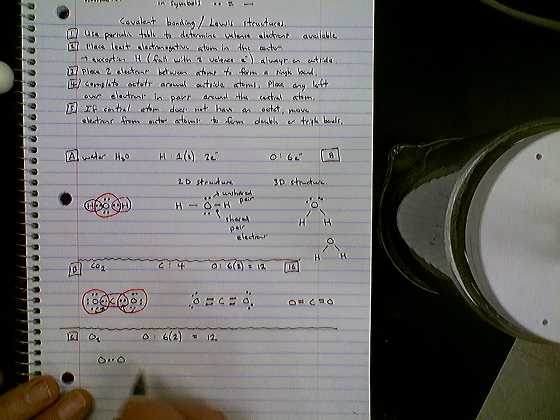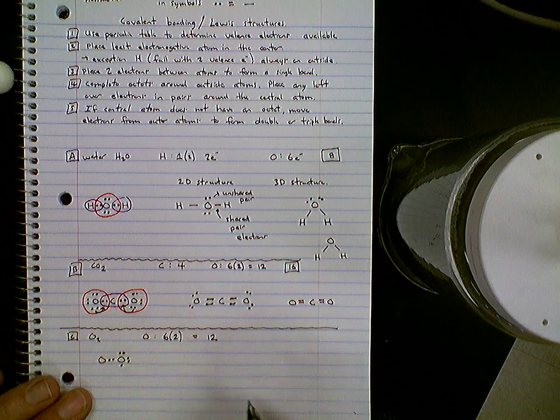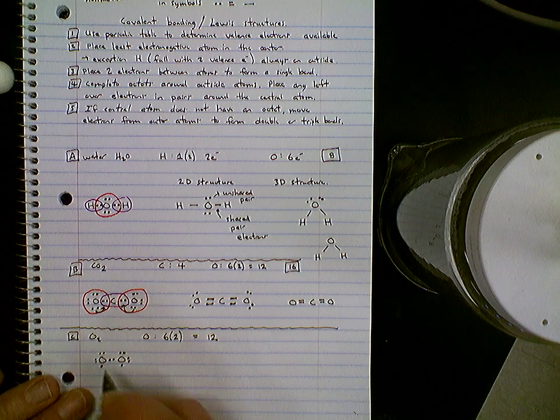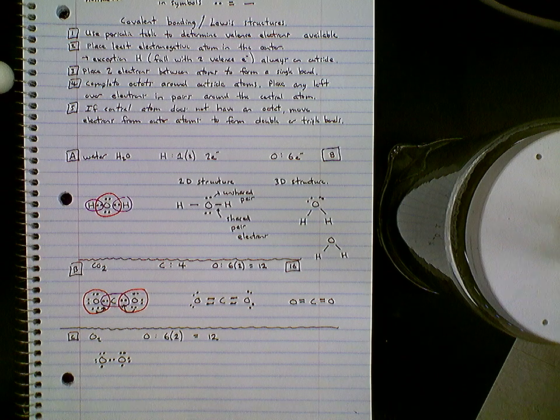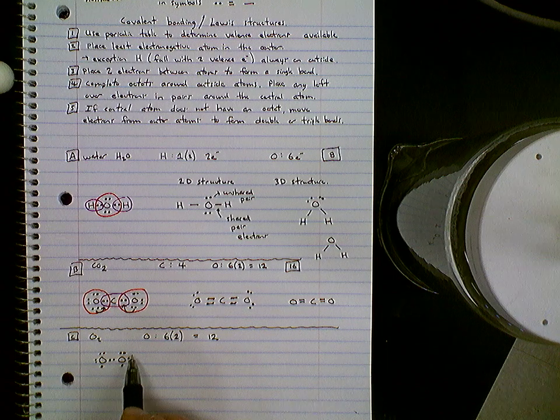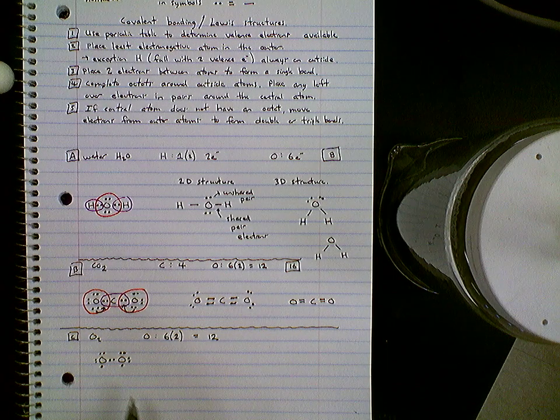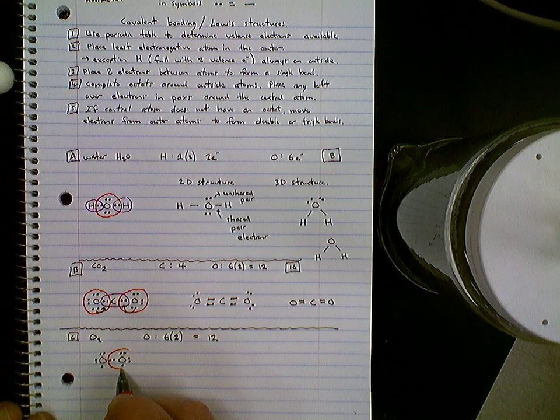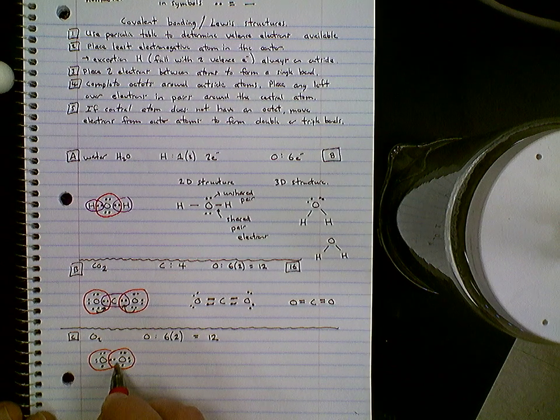Need to be fair to each oxygen, so I'm going to go 1, 2, 3, 4, and 1 makes 5. 1, 2, 3, 4, and 1 makes 5. Probably could have gone 6 on one and 4 on the other, but the bottom line is we're not going to satisfy our octets here. This oxygen has 7, and this oxygen has 7 valence electrons.